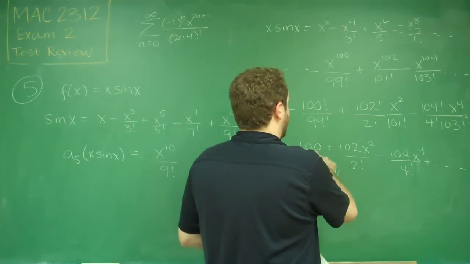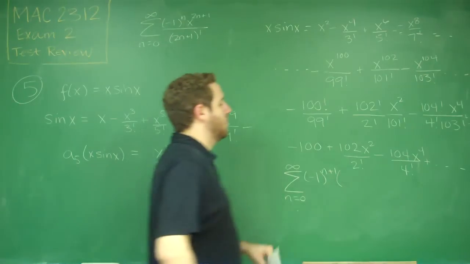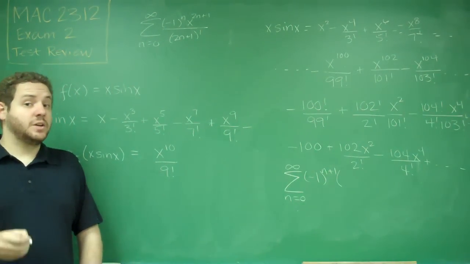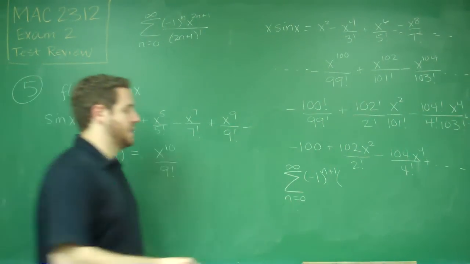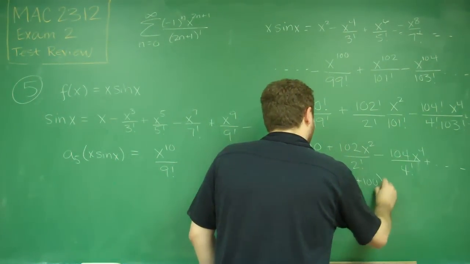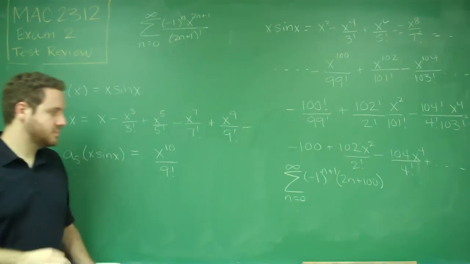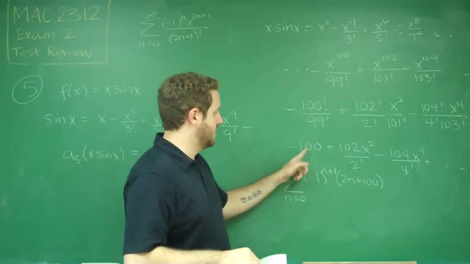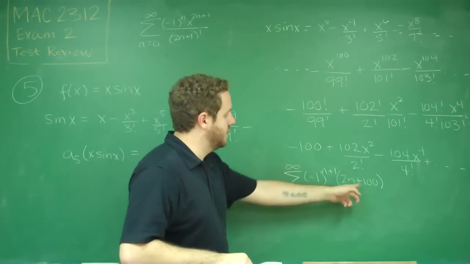We're going to have this term 100, 102, 104. So this is starting at 100 and going up by 2 every time. So that is 2n plus 100. So you can see, when n equals 0, the first term, we get 100. Perfect. When n equals 1, we get 102.